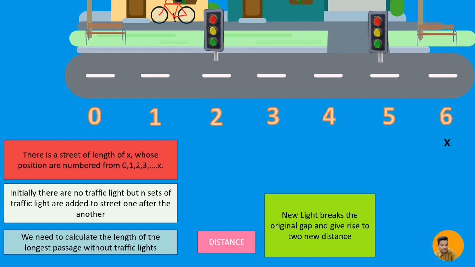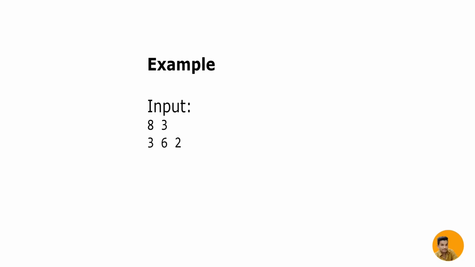Let's see further. For the next example, we will use x is 8. That means the length of the street would be 8 and there are n sets of lights. That means there are 3 lights which will be added at position number 3, 6 and 2, one after the other. Let's see.